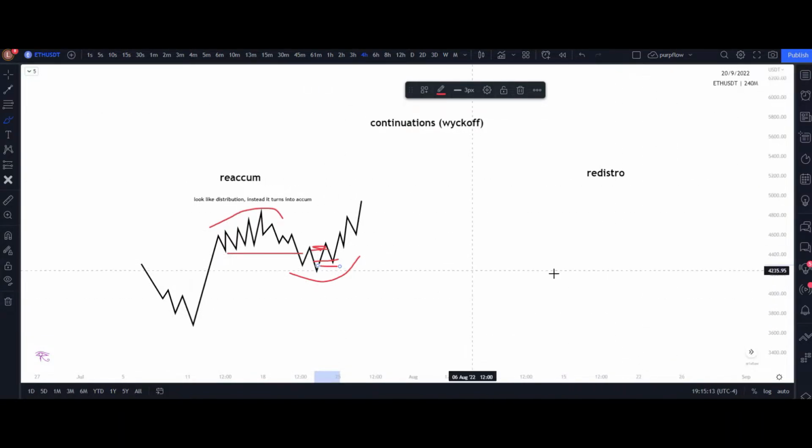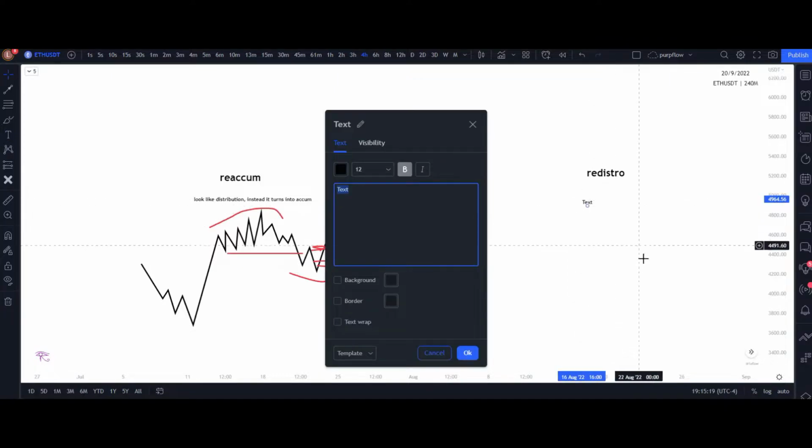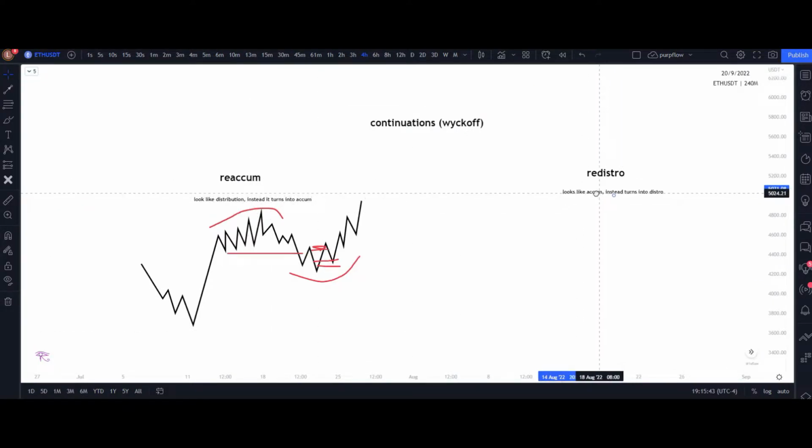So now understanding a redistribution, same exact thing, opposite. What do I mean by this? It looks like an accumulation. Instead, turns into redistro. We'll put this as a distro just to make it simpler. But for a redistribution, same exact thing as reaccumulation, but the opposite.